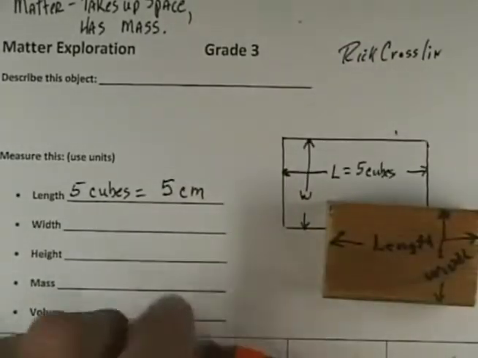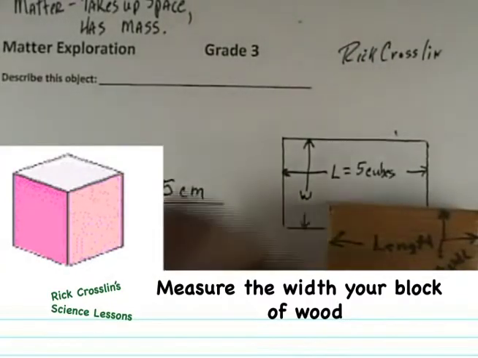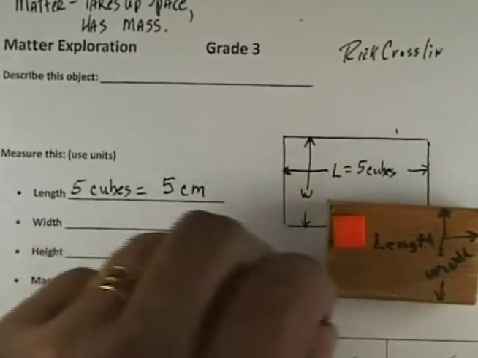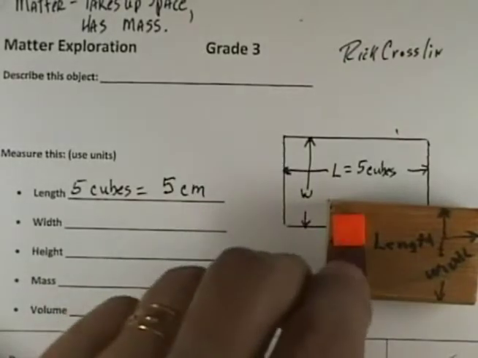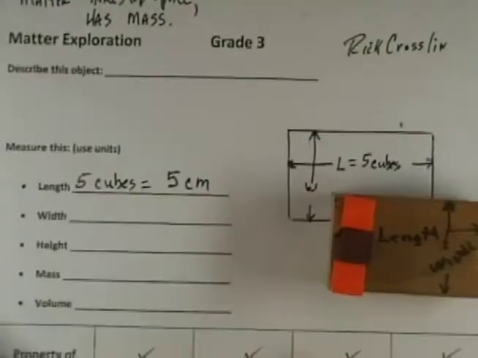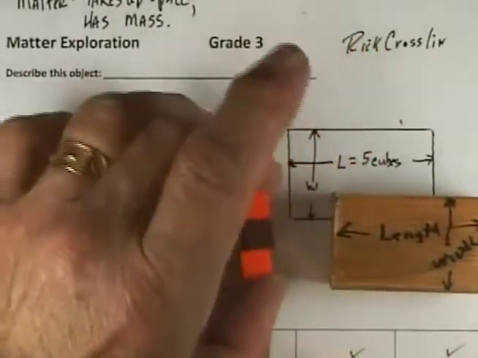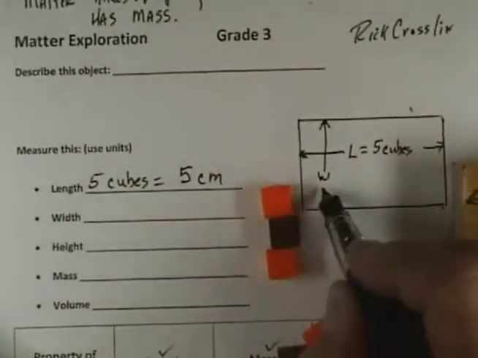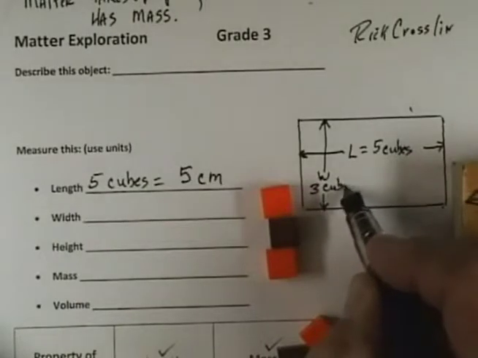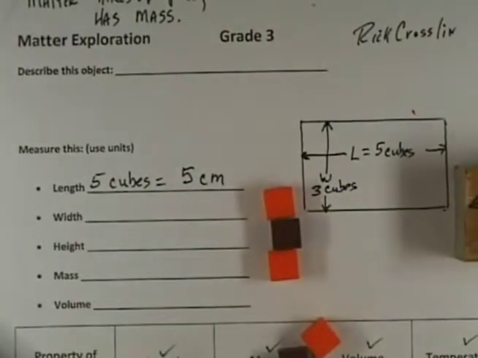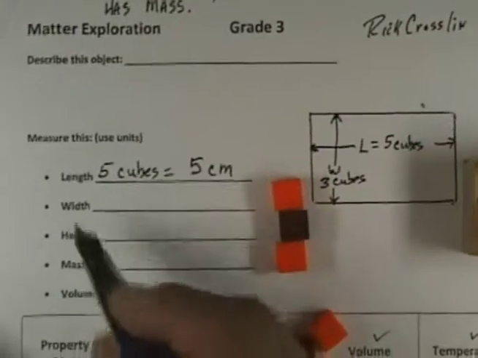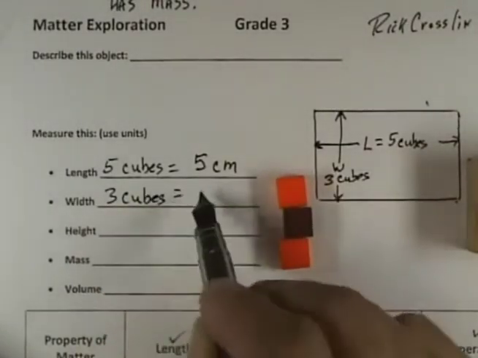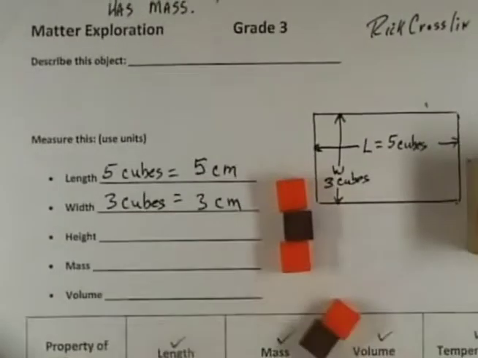I'm going to lay these on here and count them. 1, 2, 3. Ha! The width, I could use my super duper all-purpose measuring device, and I am 3 cubes wide. 3 cubes wide. And so I know that 3 cubes equals 3 centimeters.